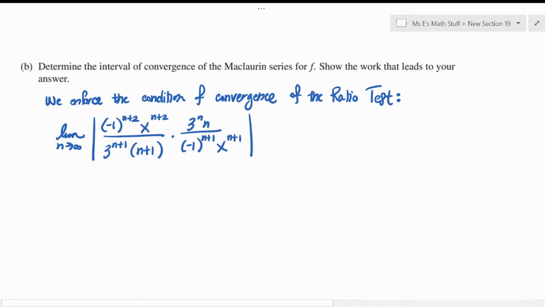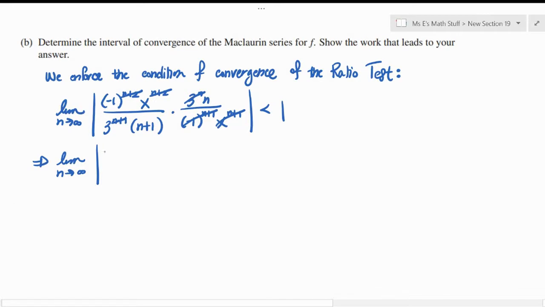And since we're enforcing the condition of convergence, we're making this be less than 1. All right, now let's simplify this. So we'd end up with a limit as n approaches infinity. And when you simplify, you end up canceling out most things, like these guys, these guys, and I think everything else will still be there. So we'd be left with -1 times x over 3 times n over n plus 1.